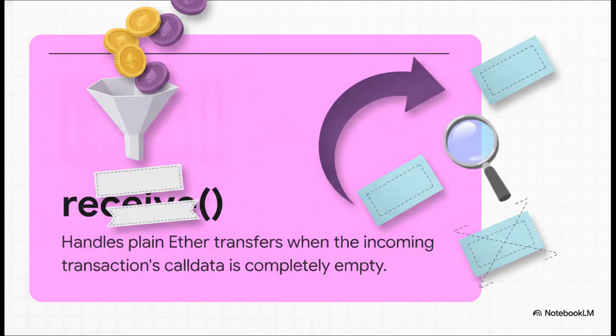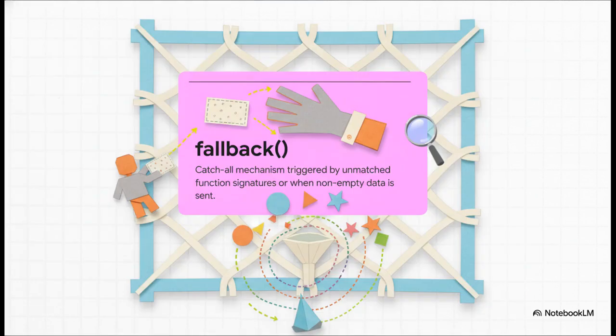First up, the receive function. This guy is purpose-built for one thing and one thing only: taking in plain ether with absolutely zero data attached. If a transaction hits your contract and the calldata, msg.data, is completely empty, this is the function that lights up. And notice, it doesn't even use the standard function keyword. You just write receive external payable. Clean and simple.